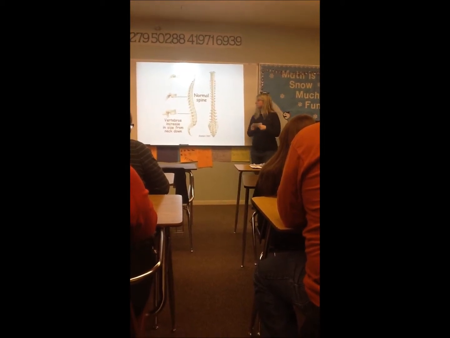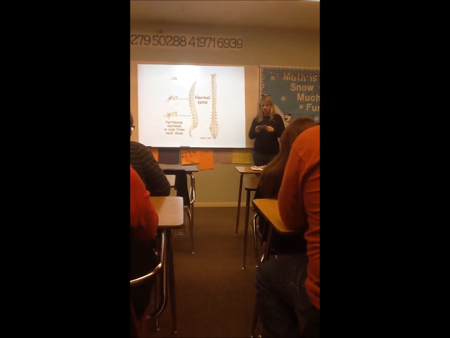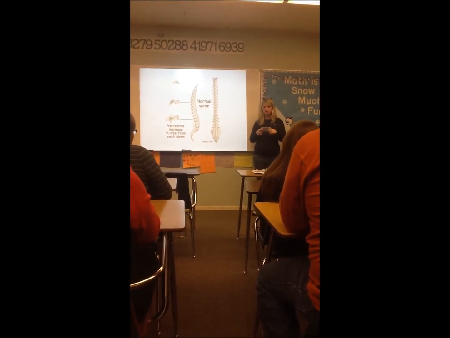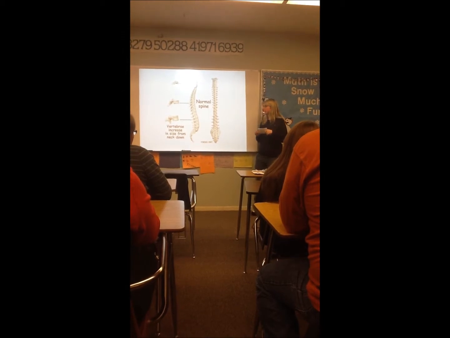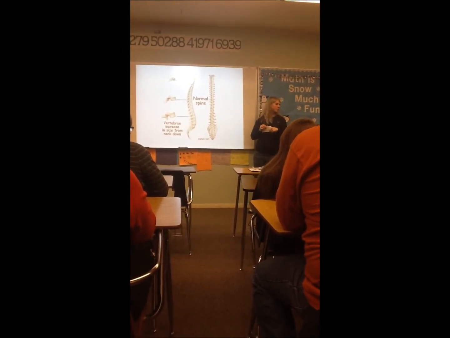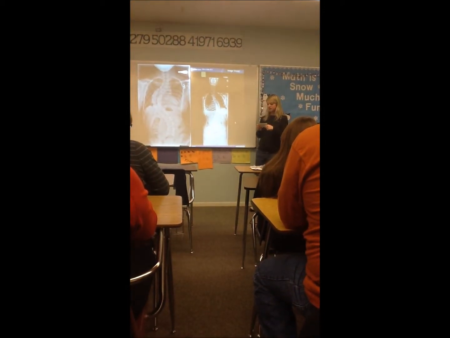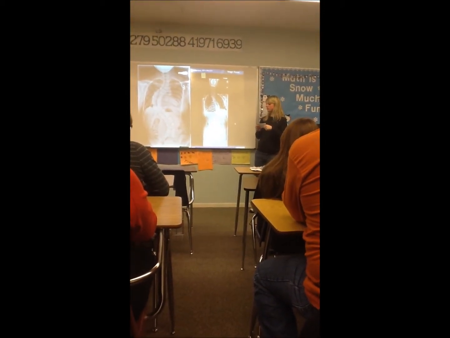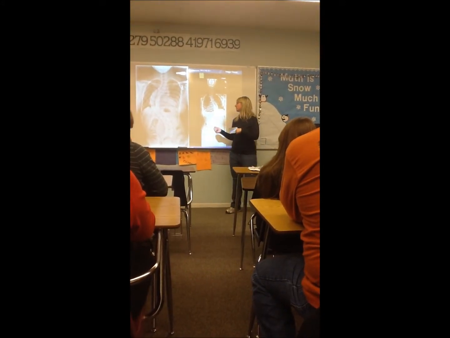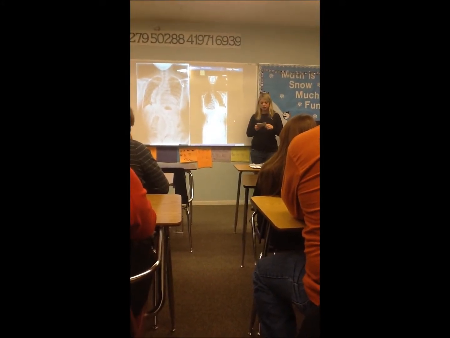This is what a normal spine looks like. And scoliosis is a musculoskeletal disorder that causes an abnormal curve to the spine or backbone. Scoliosis causes a curve to form in either an S or a C. This is what the S looks like, and this is what a C would look like.